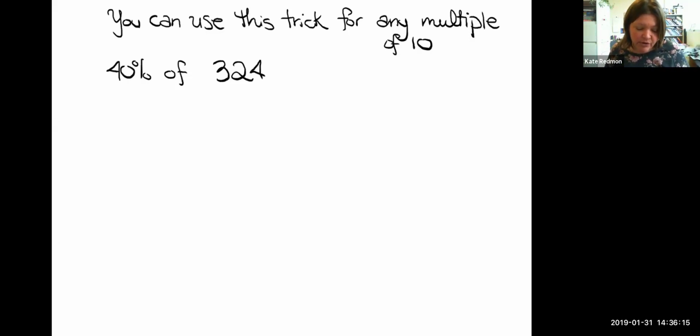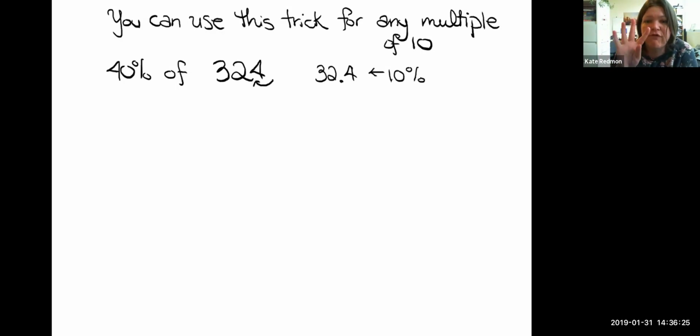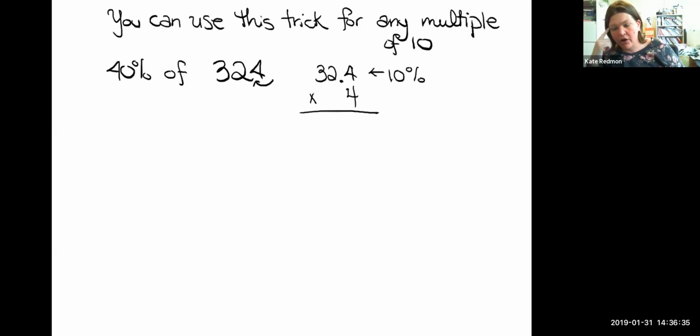So this is a whole number, so that decimal's at the back. I'm going to move over: 32.4. And that represents 10%. But I don't want 10%. I want 40%. I want 4 tens: 10, 20, 30, 40, 4 tens. And so I would have to take this and I could add it up 4 times, but I'm too lazy. I'll just multiply by 4. I'll take 4 of those pieces. So 16, 8, 9, 12, and I get 129.6.